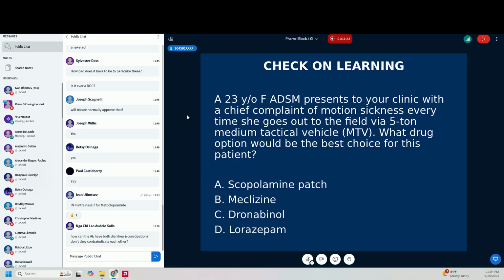A 23-year-old active service member comes in complaining of motion sickness every time she goes out to the field on her tactical vehicle. What drug option would be the best choice for our patient?